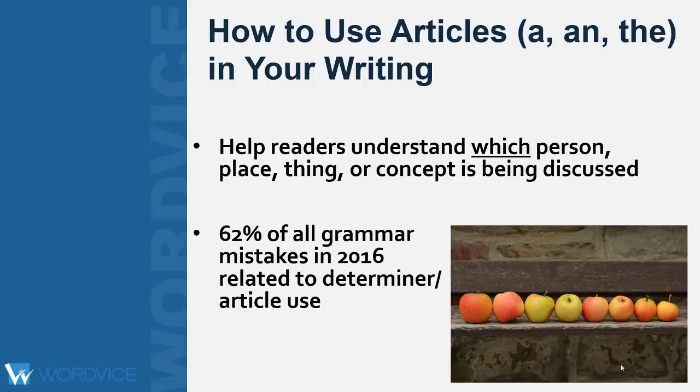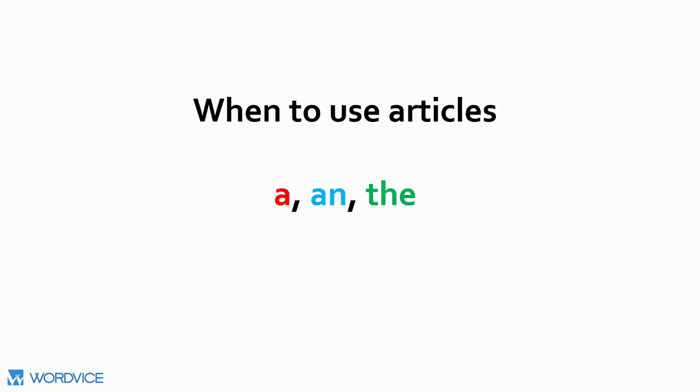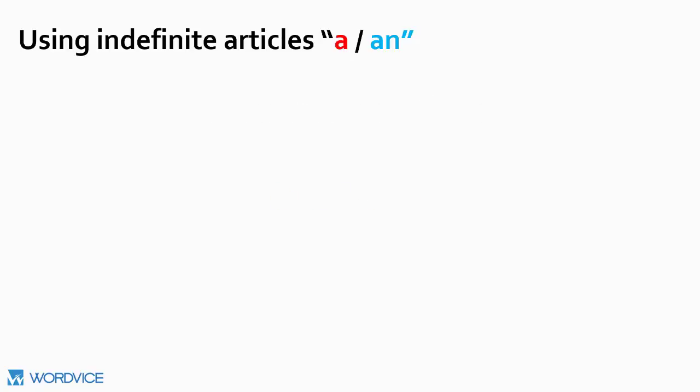A whopping 62% of all grammar mistakes Wordvice edited in 2016 were related to determiner misuse. Therefore, article use is a major grammar concern research writers need to be made aware of. But there are a few basic rules to determine which articles to use in a given sentence. The three articles we will discuss today are a, an, and the, applying first the indefinite articles, a and an. There are two basic rules we can consider when applying these articles.